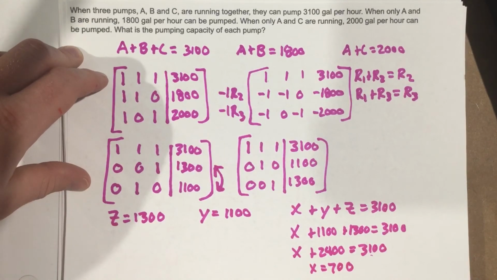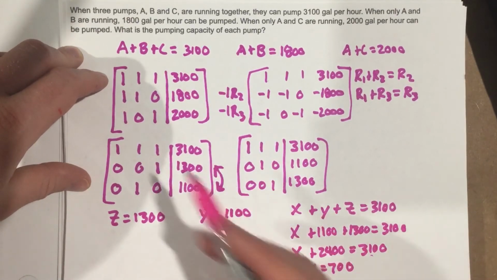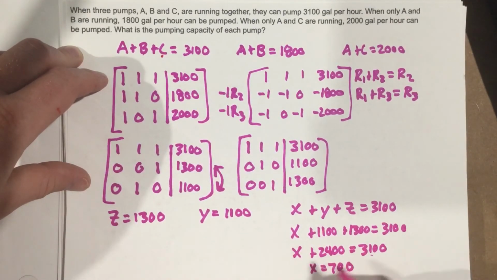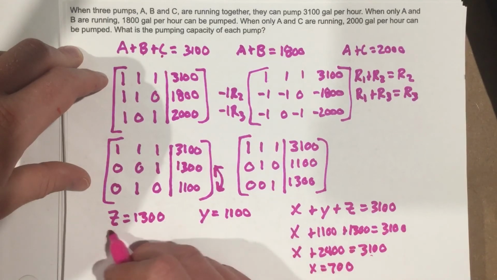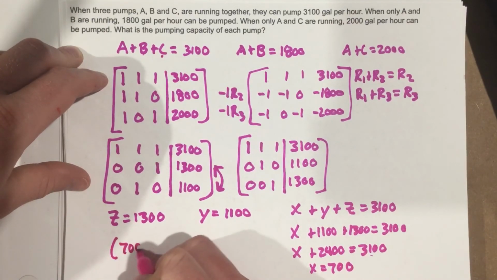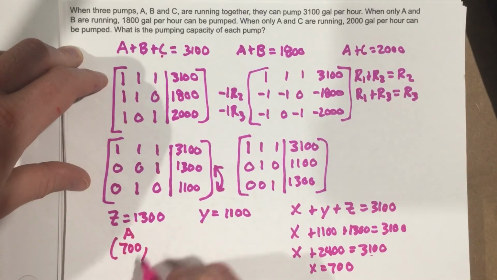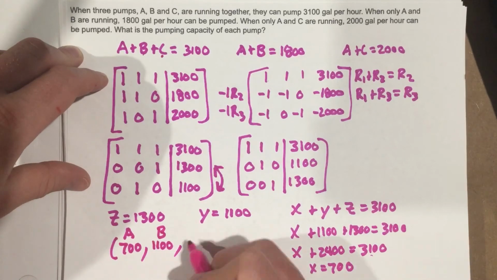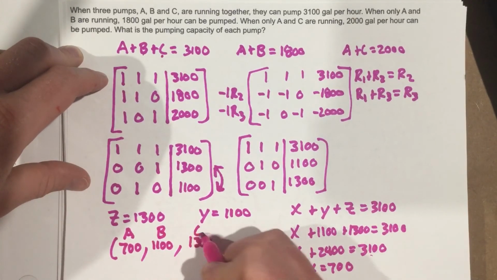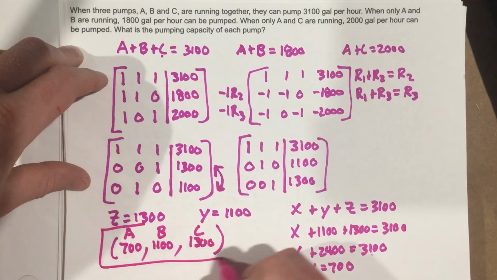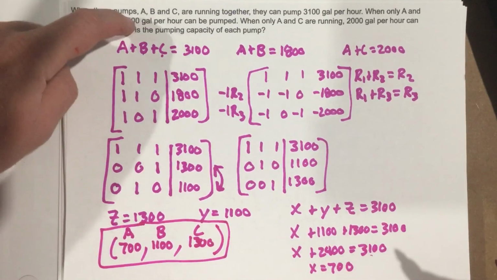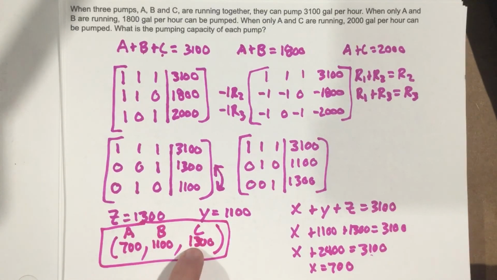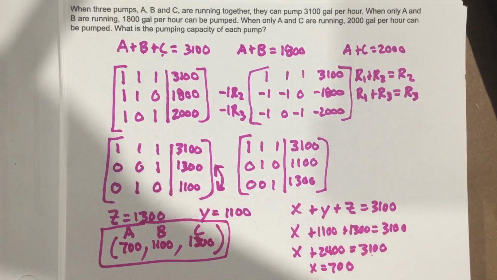So now we were using X, Y, and Z. I kind of screwed that up. That should be obviously A, B, and C. So this is actually A, this is B, this is C. So we'd write that as 700. I'll just put A above it. 1,100, which is B, and then 1,300, which is C. So pump A pumps 700 gallons per hour. Pump B, 1,100 gallons per hour. Pump C, 1,300 gallons per hour. Those are the solutions.